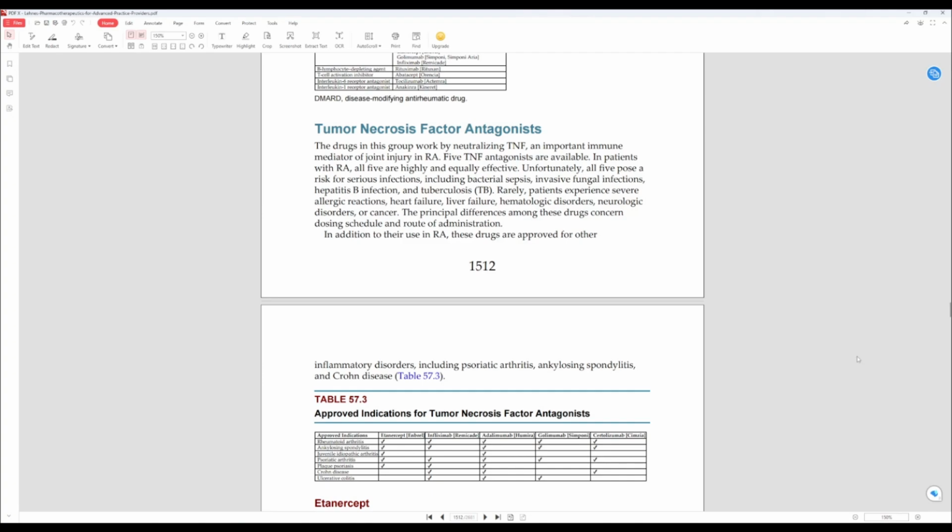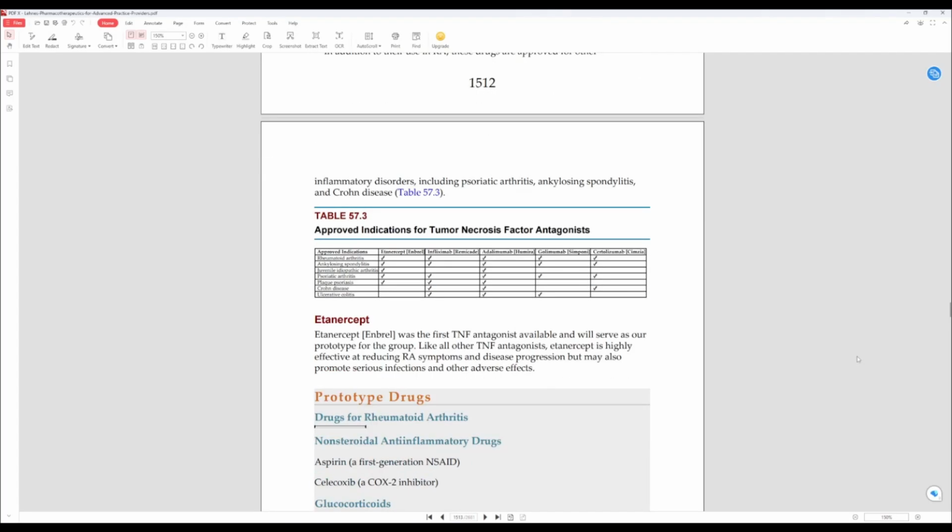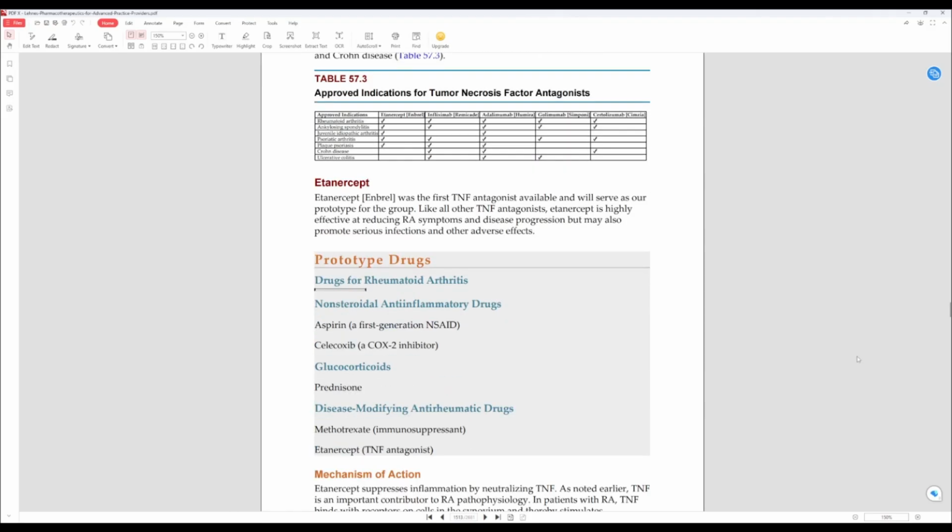In addition to their use in RA, these drugs are approved for other inflammatory disorders, which include psoriatic arthritis, ankylosing spondylitis, and Crohn's disease. So this next table here is another good spot to hit pause so you can see the approved indications for tumor necrosis factor antagonists and why or when you would use them for each of the following diseases.